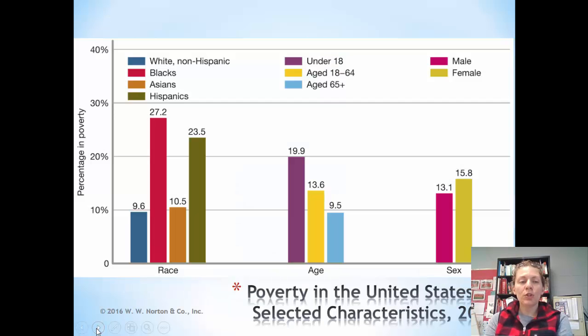All right, so just taking a look here, when we're talking about socioeconomic class in the United States, I thought it might be helpful to see some comparisons. So this is in particular poverty, okay? So for a family of 4 making under $25,000 for family income. You can kind of see some connections here. There's some connections with race, right?